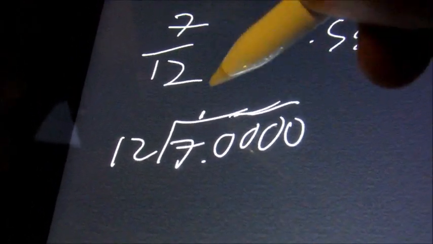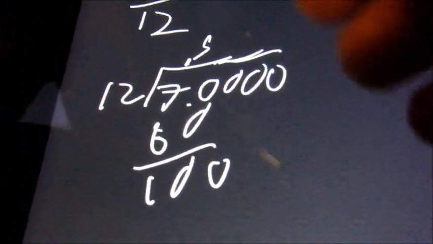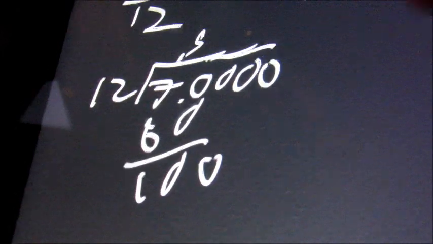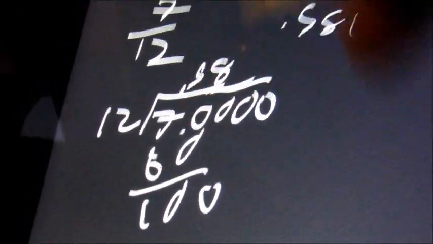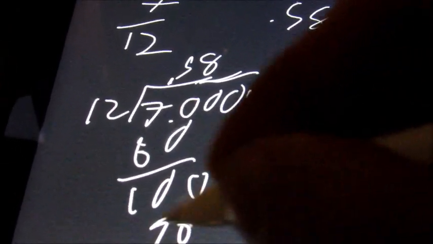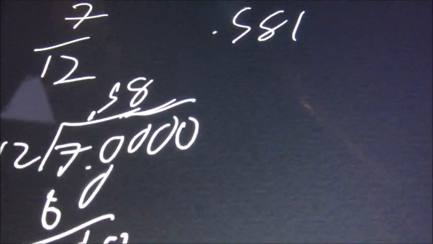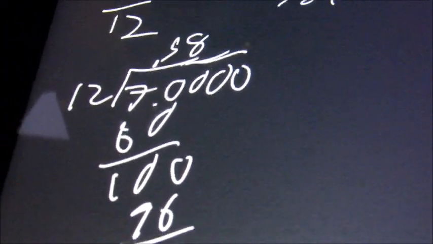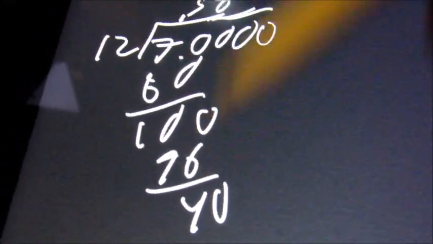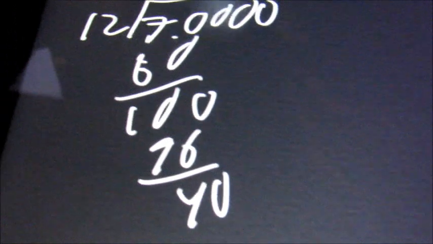12 will go into 70 5 times. 5 times 12 is 60. Get 10, bring down the 0. 12 will go into 100 8 times. 8 times 12 is 96, and we get a 4. So right now I have a 0.58 and 0.581. If this next number is bigger than a 1, then I can stop. If it is a 1, then I have to keep going. Bring down the 0, and 12 will go into 40 3 times.